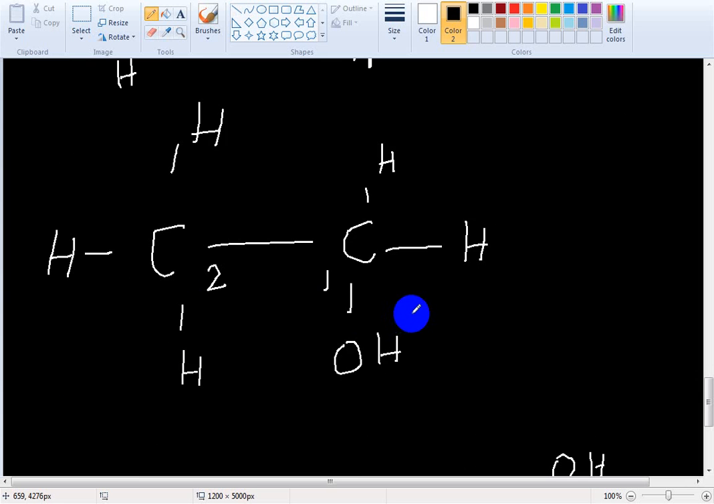What is the name of this alcohol? What is the name of this compound? It is an alcohol. Why is this an alcohol? Because it has the functional group OH, the hydroxyl functional group. What is the name of this alcohol?